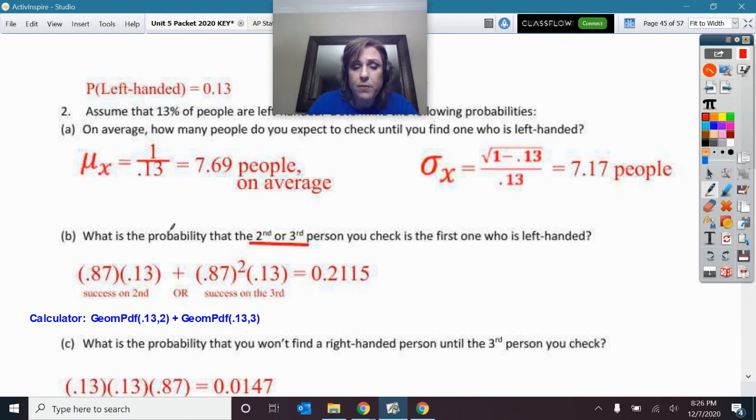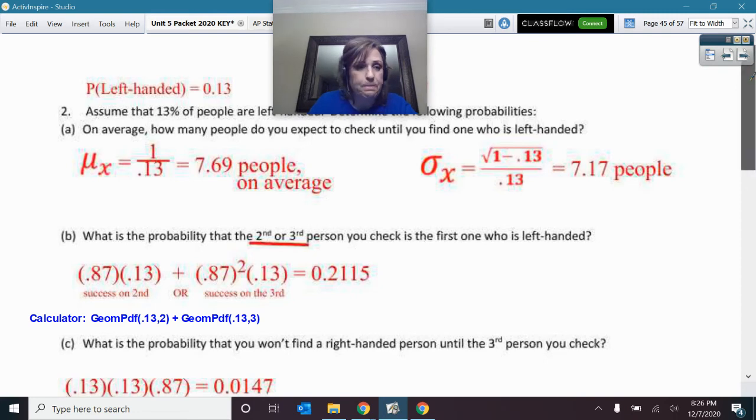Okay, now, what's the probability that the second or the third person you check is the first one who is left-handed? So you have to put this work down. There's not a shorter way. You show a failure, then a success, plus two failures, and then a success. There's no other way to do that shorter. So that had to be there, just like that. Here's that answer. Now, if you had done this in your calculator, you could have computed it this way: 0.13 happens on the second, plus 0.13 happens on the third.